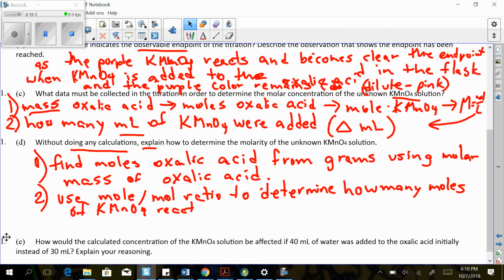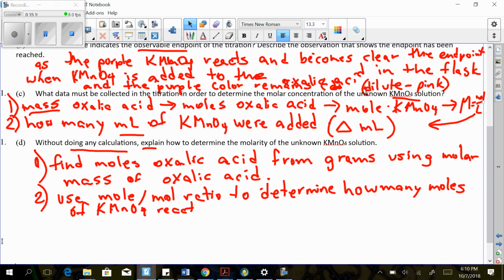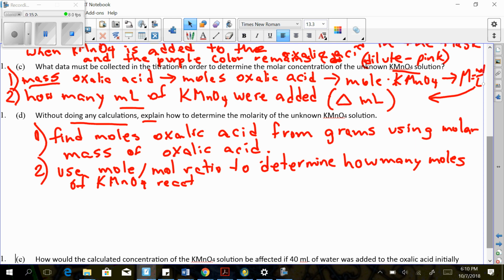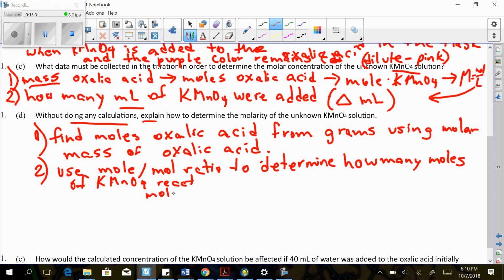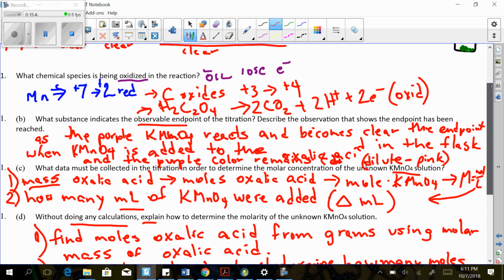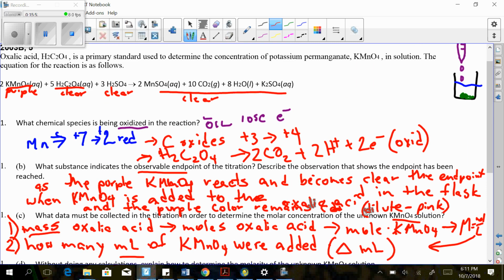Okay, a little more space there. So if we know moles of oxalic acid, H2C2O4, if we look up at that balanced chemical equation, we can see that they're in a 5-to-2 ratio.